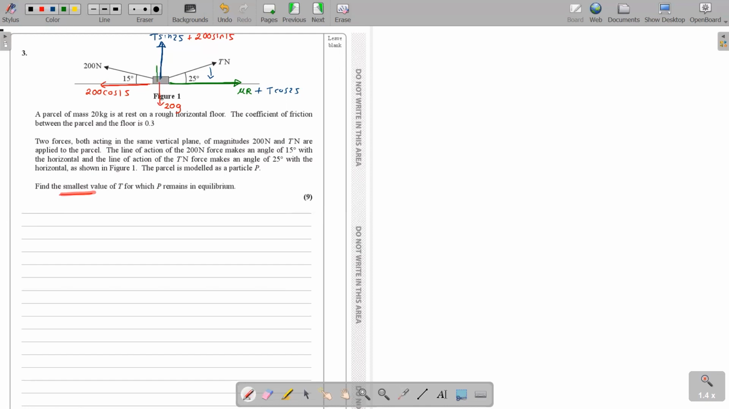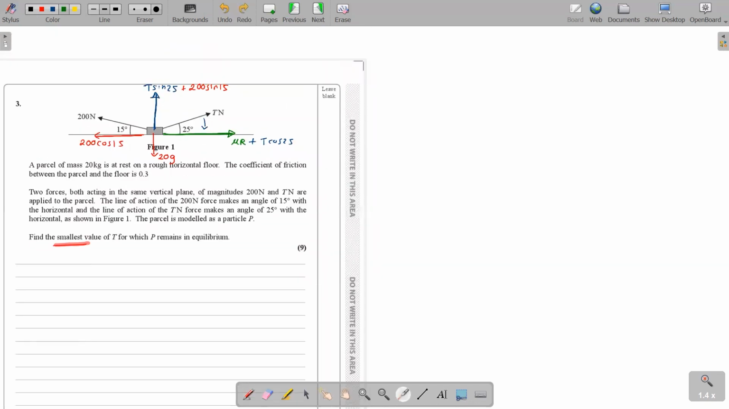Normal reaction should be upwards, right? Normal reaction is acting upward. Shall I just put plus R? Because the normal reaction is also acting upwards over here. So normal reaction plus the T sin 25 plus the 200 sin 15, isn't it? So now we just have to make our forces balance. So let's write the equation for vertical equilibrium and horizontal equilibrium. So R plus T sin 25 plus 200 sin 15 equals to what? Equals the weight, 20 G.